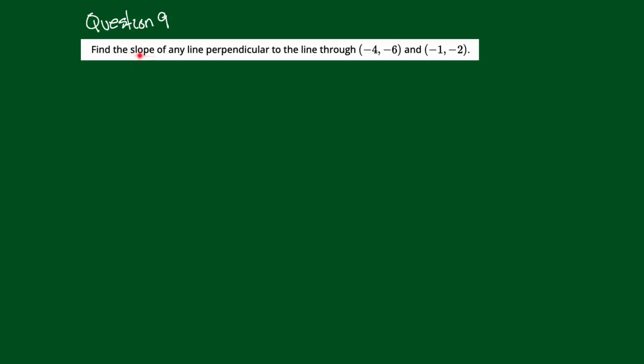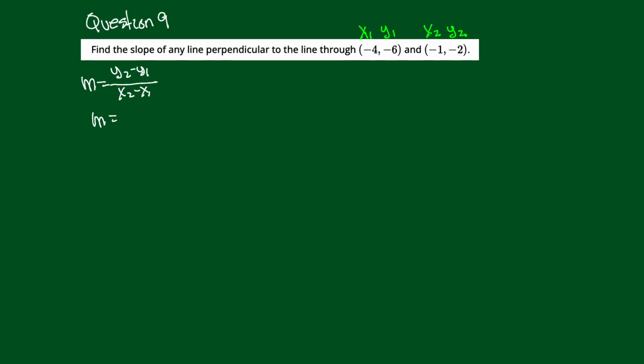Question 9. Find the slope of any line perpendicular to the line through these 2 points. All right, so I'm going to get the slope of this line, of the line through these 2 points. I'm going to label. That's the first x I see, the first y I see, the second x I see, the second y I see. So the slope formula is y2 minus y1 over x2 minus x1.